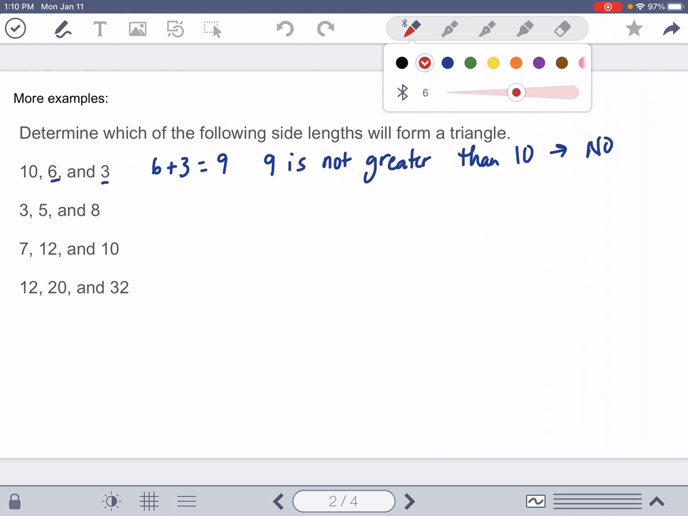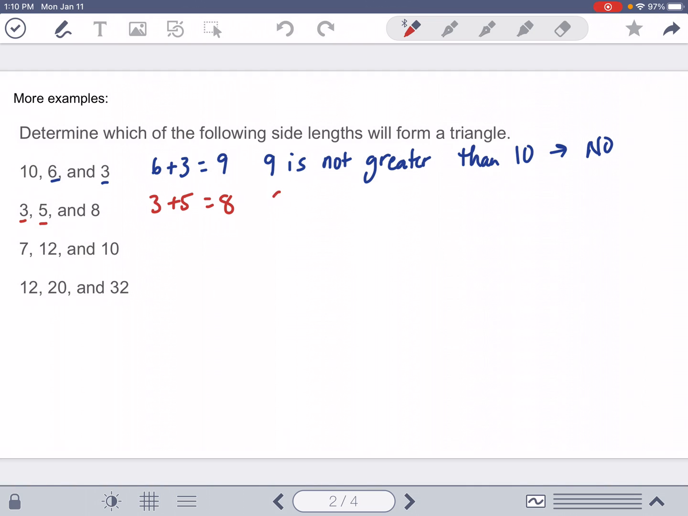Let's go to the next one. 3, 5, and 8. 3 and 5 are the smallest 2 sides. 3 plus 5 equals 8. 8 is not greater than 8. It's equal to 8. So this one would be a no.